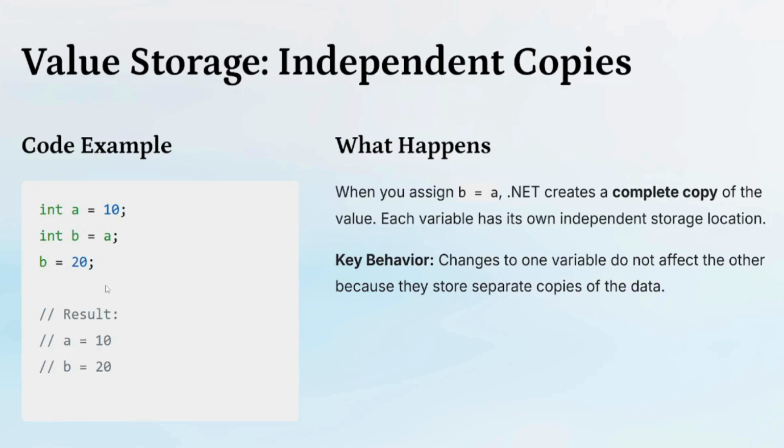So what's happening here? Each variable is storing its own data independently. There is no link between them. So if you change one variable, the other remains the same. In simple terms, value types always create independent copies.